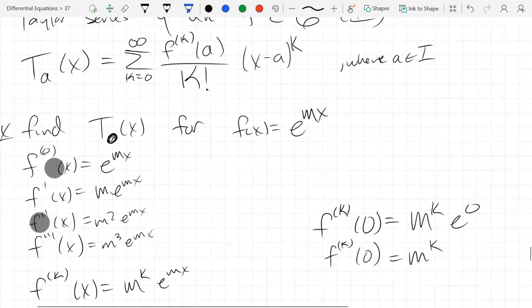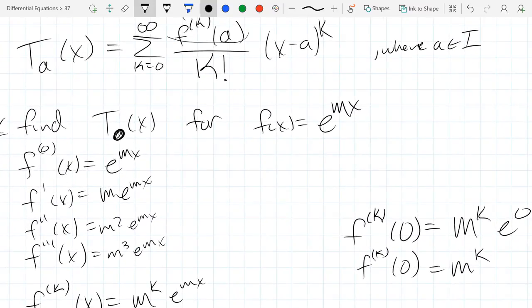So now go ahead and use, you have this part of the Taylor series right there. Just go ahead and write out the full Taylor series now. And just remember your a is 0 here.